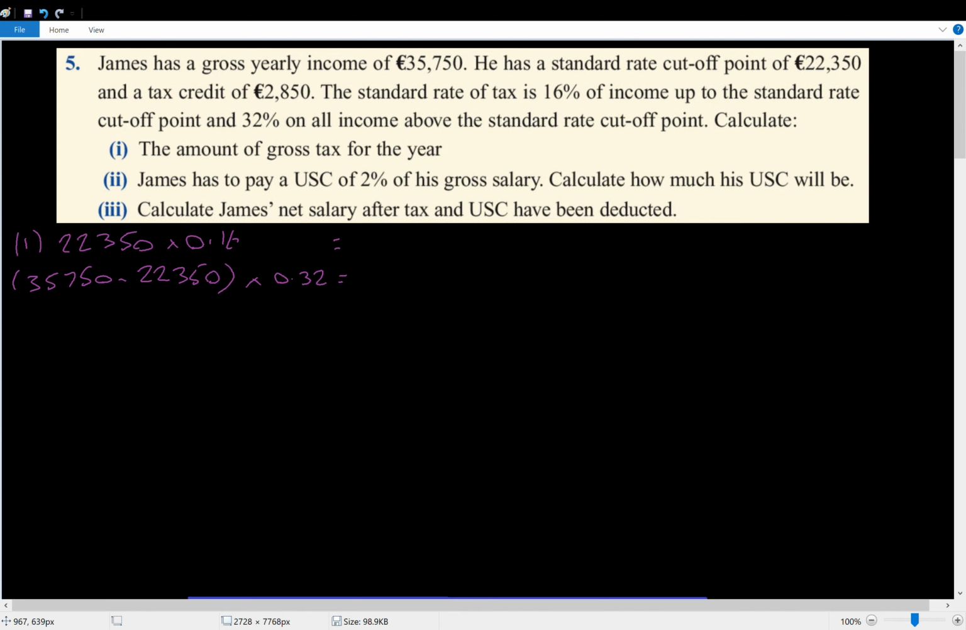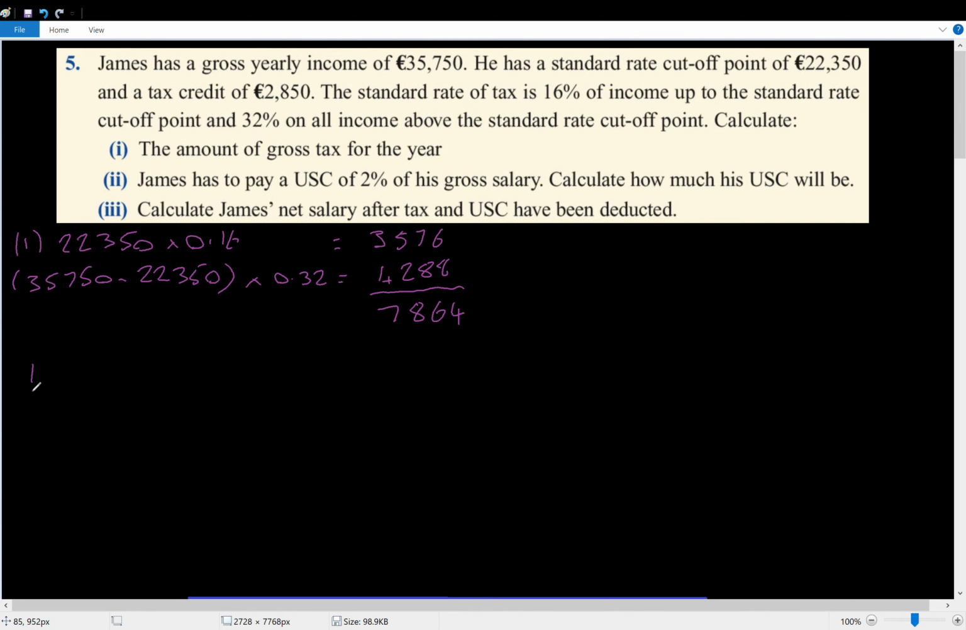So when we calculate them both out, we'll get 3,576 and 4,288. And we add that together, we get 7,864. And that is his gross tax for the year. It's the tax before any deductions are made from the tax.